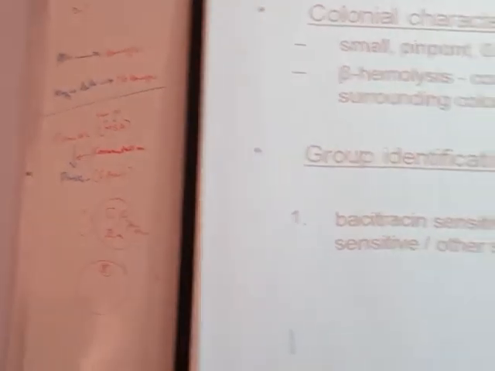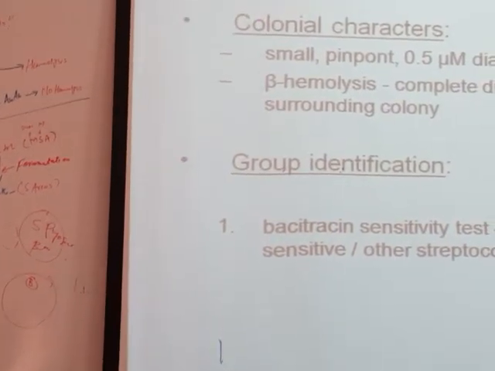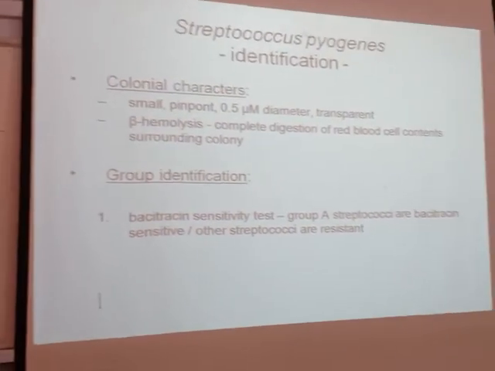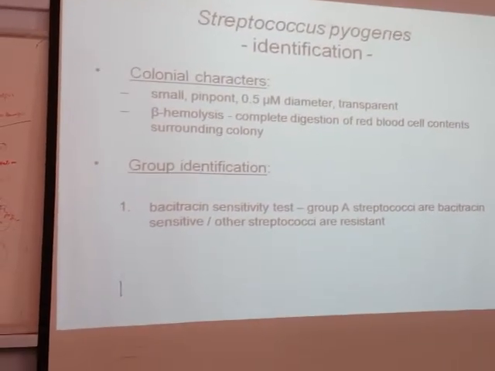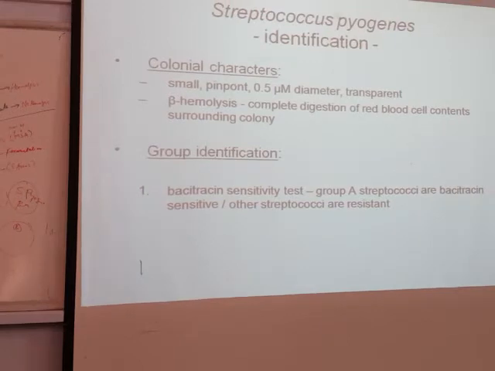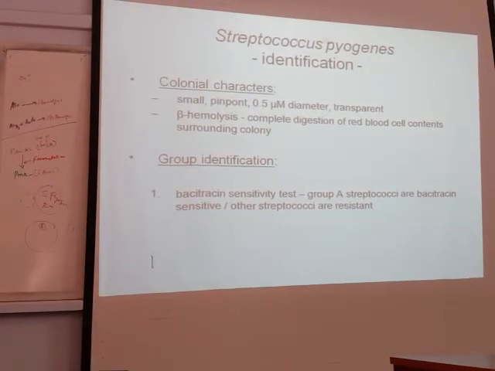Pyogenes is group A streptococcus, classified based on the antigen classification. I think you had this in the lecture. When you grow this microorganism on blood agar, you see beta hemolysis, complete destruction of RBCs, and second, you will see it is bacitracin sensitive. This means this antibiotic is effective against this microorganism.